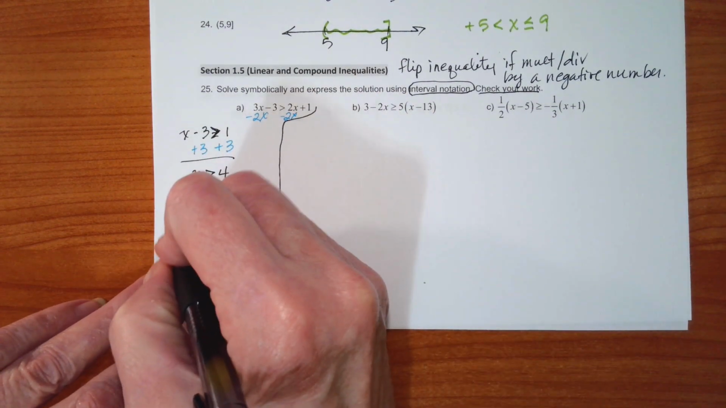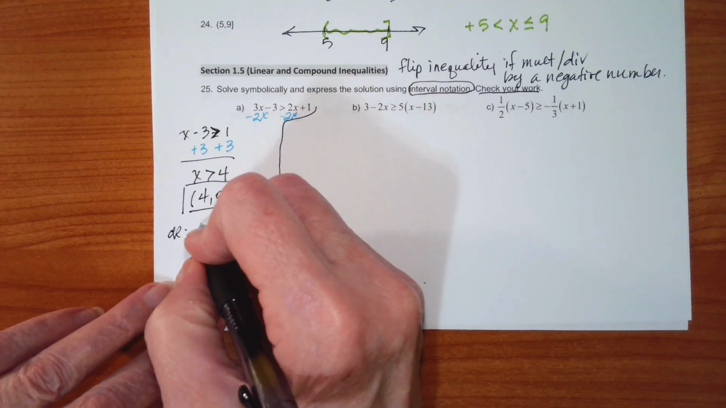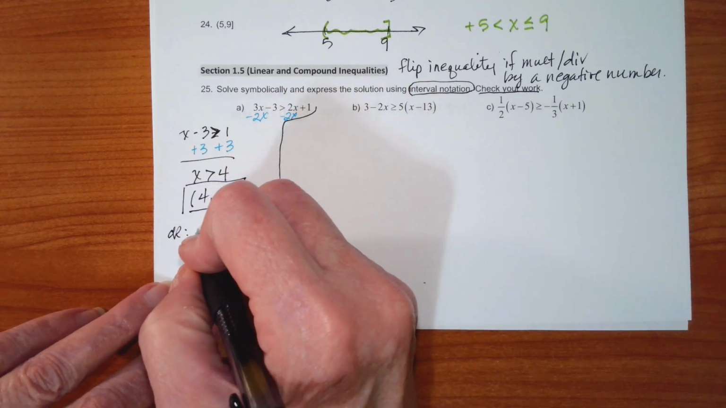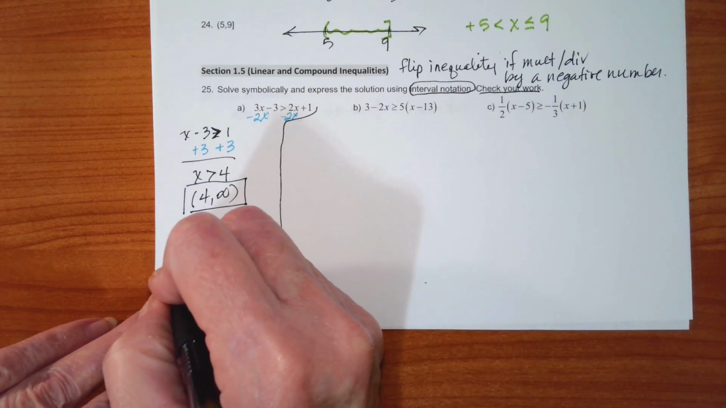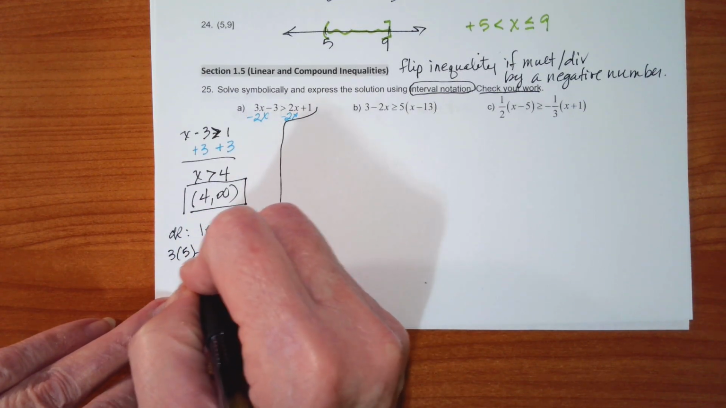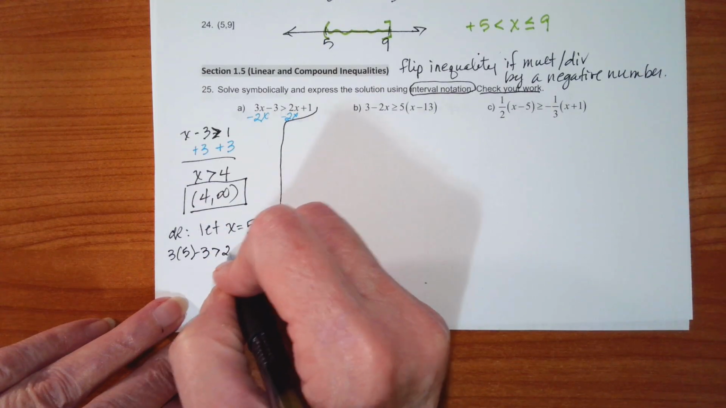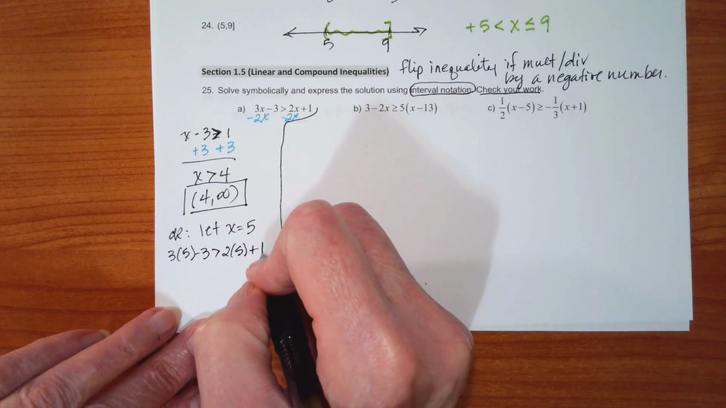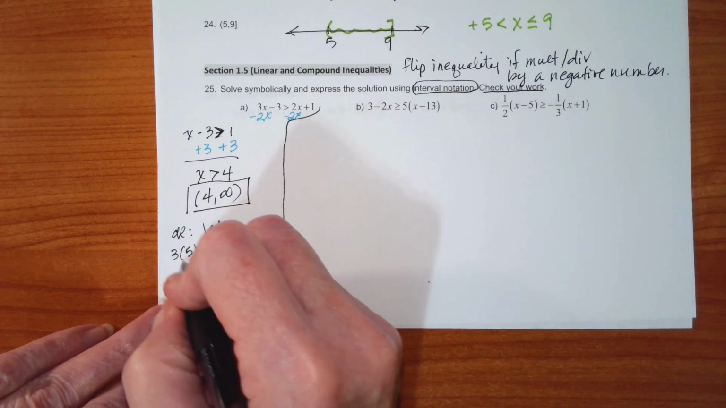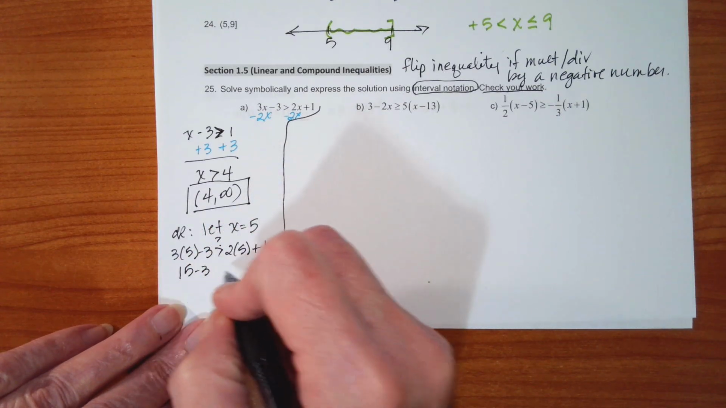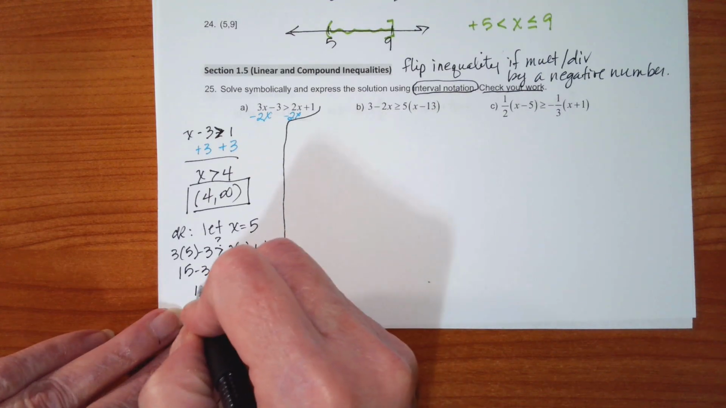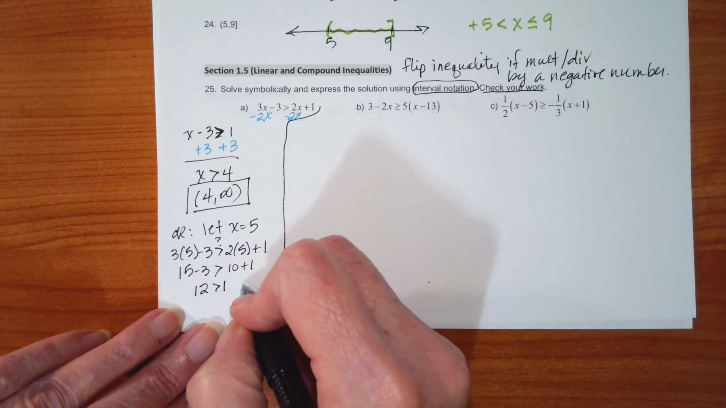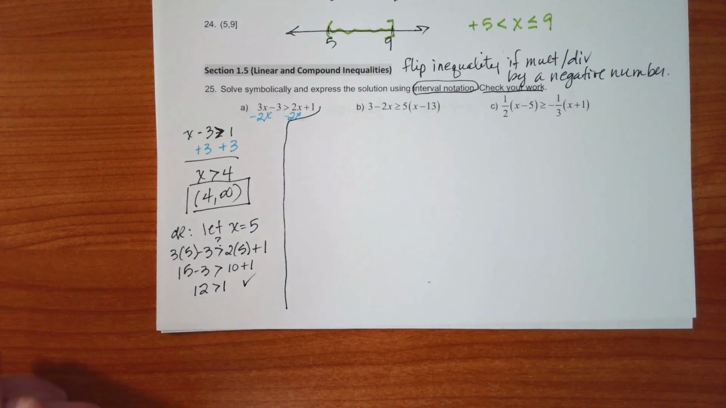Now, if I wanted to do a quick check on this, I would let x be something greater than 4. So let x equal 5. So I would want to know if 3 times 5 minus 3 is greater than 2 times 5 plus 1. Well, 15 minus 3, I want to know if that's greater than 10 plus 1. 12 is greater than 11, so that checks.